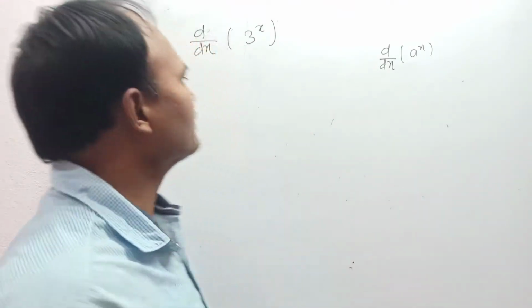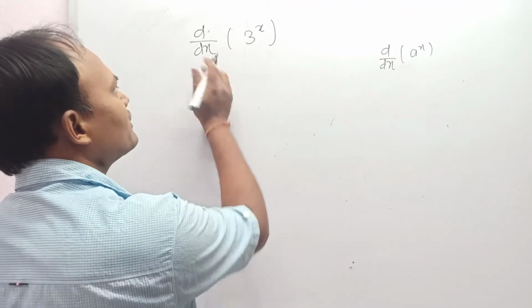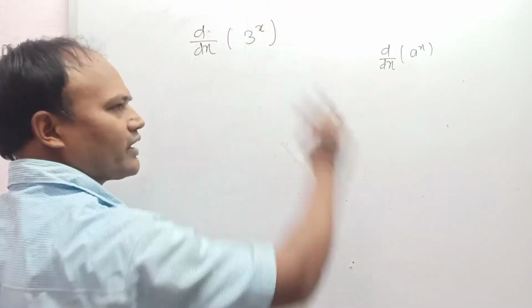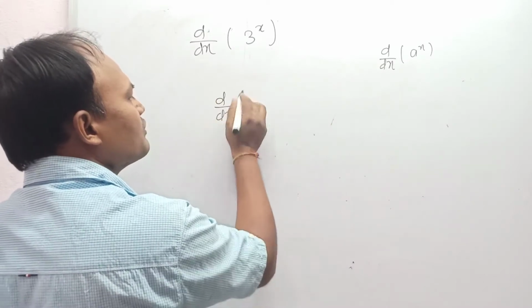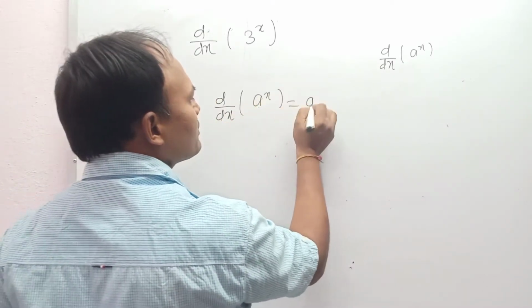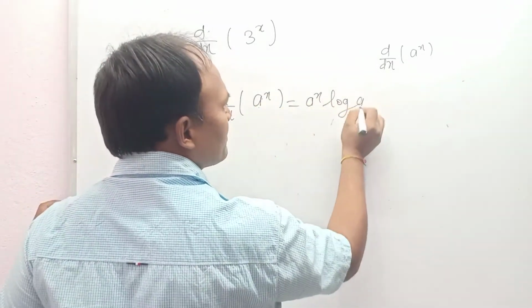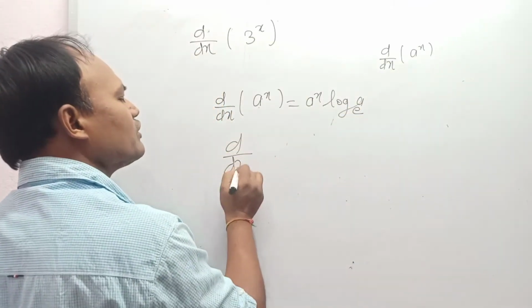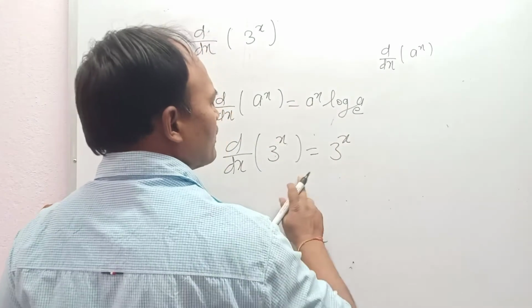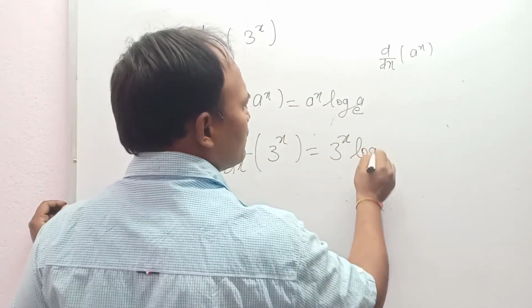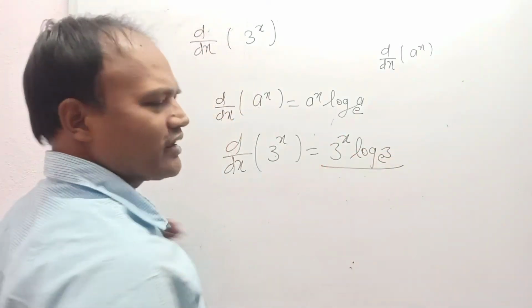So what can we apply here? d by dx of 3 to the power x looks like d by dx of a to the power x. What is the formula of a to the power x? It is a to the power x log a base e. So for 3 to the power x, in the same way, it is 3 to the power x log 3 base e. Okay, this is your answer.